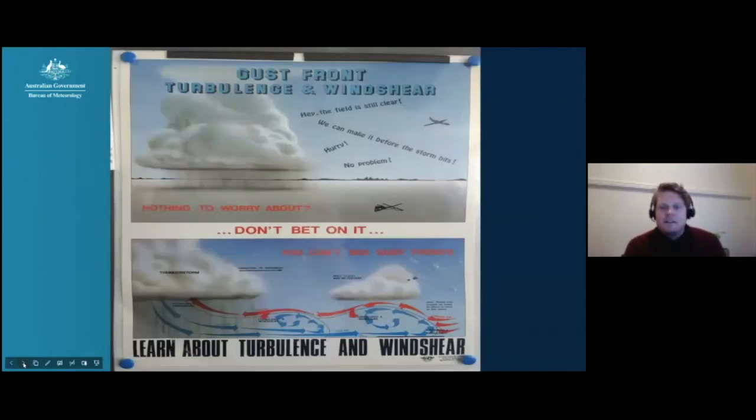Next slide. We found a nice poster from 1982. So there's obviously been an interest in meteorology from then, as there still is now. Nothing to worry about, don't bet on it. You can see down below here, you've got this gust front coming out to the right of the page, and it's causing these fluctuations in the airspeed there. And you've also got that telltale extra roll cloud there as well. Good little illustration, that one.